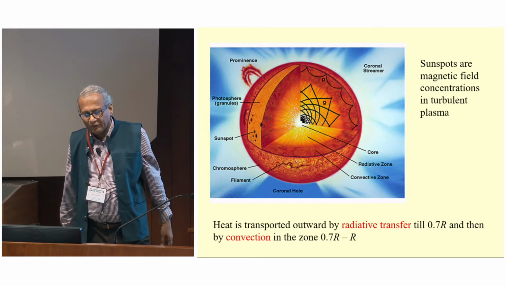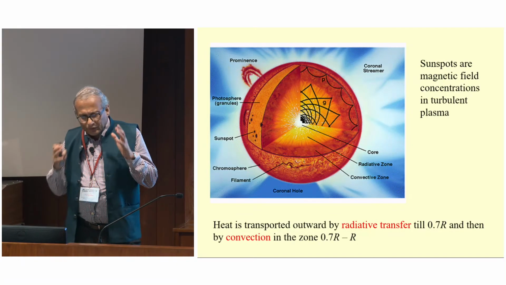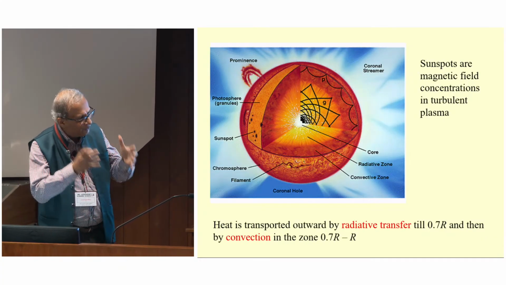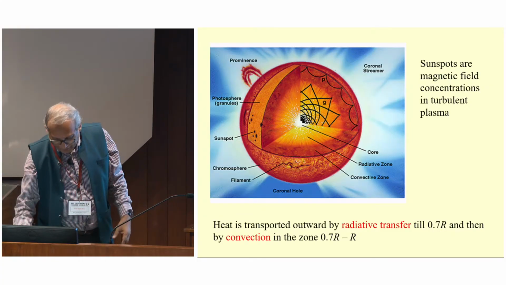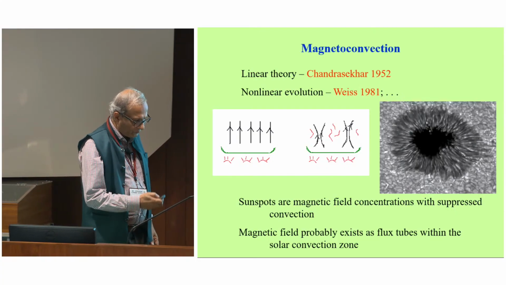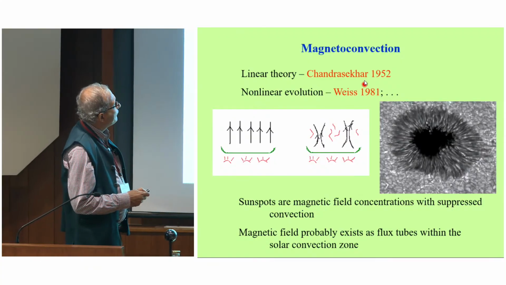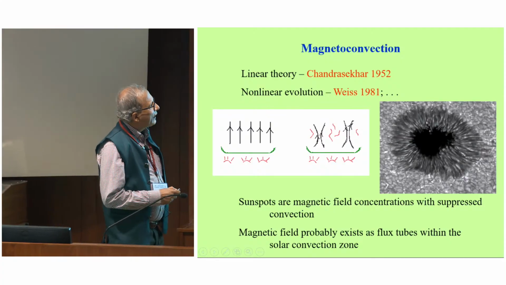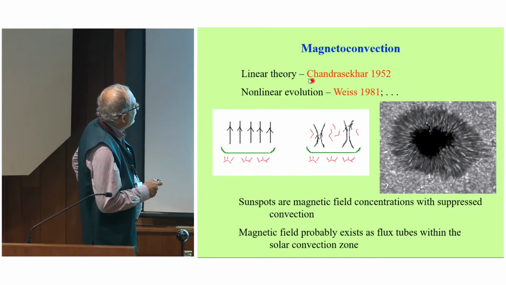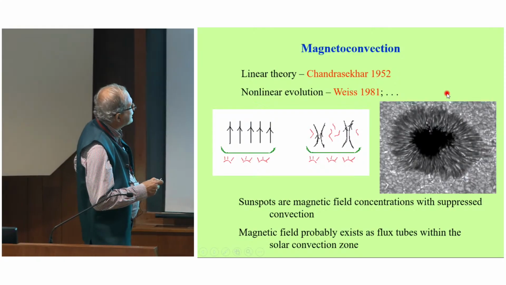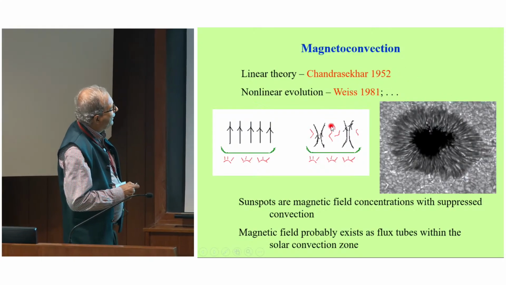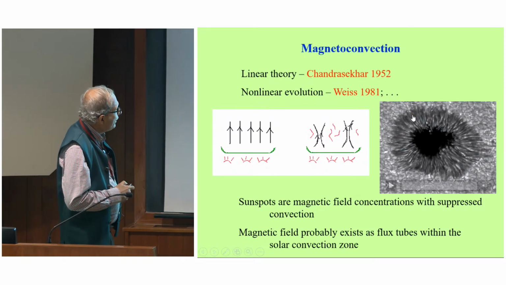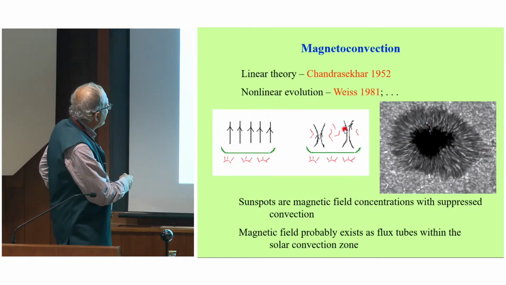sitting in this turbulent convection zone. So one question is, why is this magnetic field confined within a sunspot rather than filling up a much larger region? To answer that question, we have to study the interaction between magnetic field and convection, a subject known as magnetoconvection, of which the linear theory was first developed by Chandrasekhar, and then the nonlinear evolution was studied later by Weiss and others.